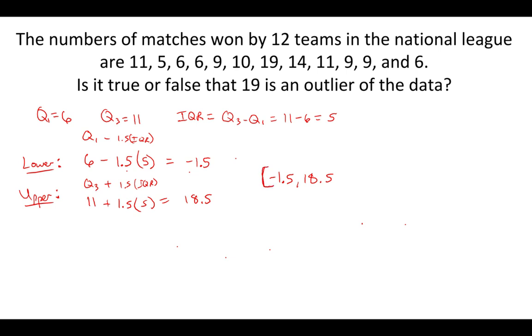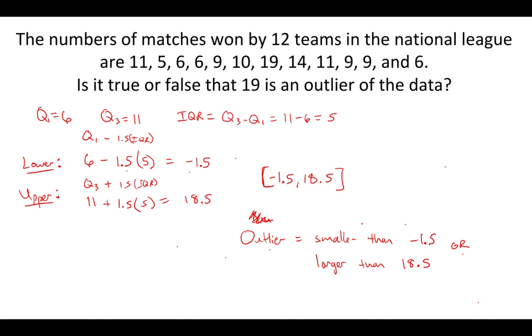And actually, I'm going to use brackets. Brackets mean it just includes that value. So if anything falls outside of this, so if a number is bigger than 18.5 or smaller than negative 1.5, it's an outlier. Smaller than negative 1.5, well, that's definitely not going to be possible because we're talking about wins. You cannot have a negative number of wins. Or larger than 18.5. If it lands exactly on that, you would not consider it an outlier. It's only if it's larger than or smaller than.